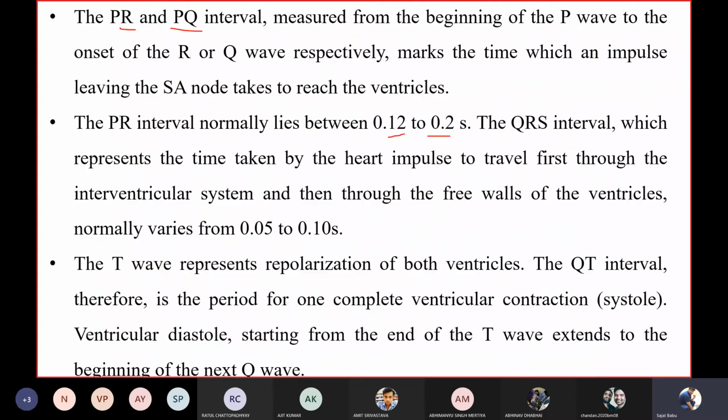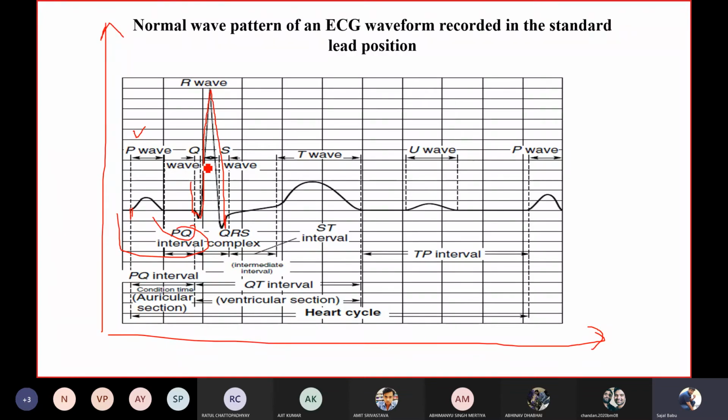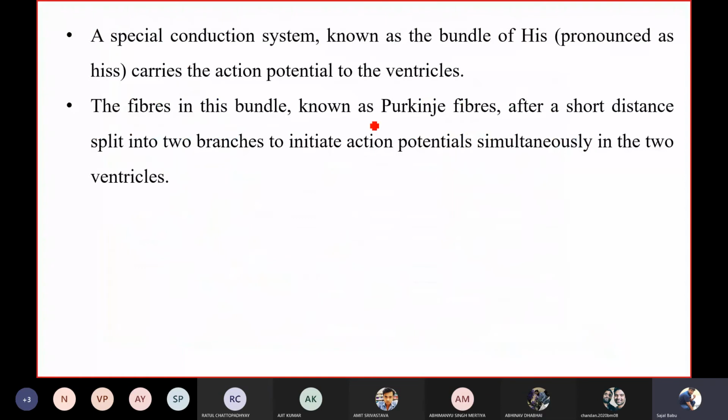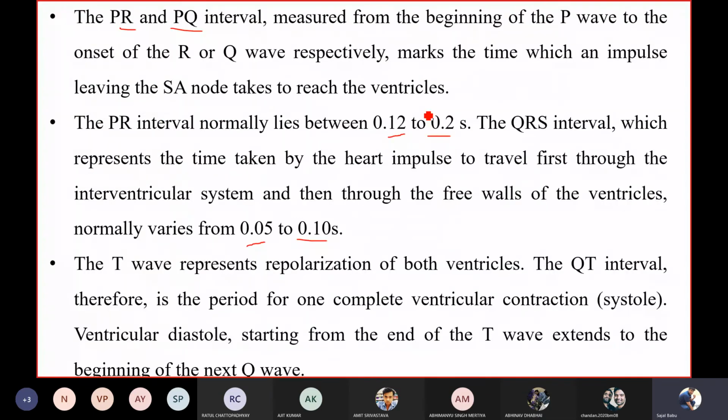So what will be the time? That will be 0.05 to 0.1 seconds. Don't consider that this is 0.12 and this is something else, I am just talking about this QRS wave. First from the SA node up to the AV node, it has taken 0.12 to 0.2 seconds. And now from the AV node up to the walls of the two ventricles, the time taken is 0.05 to 0.1 seconds.